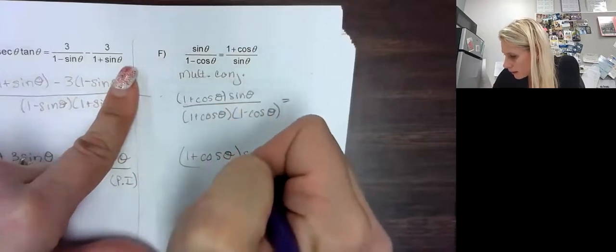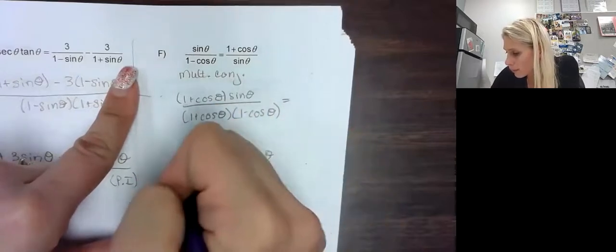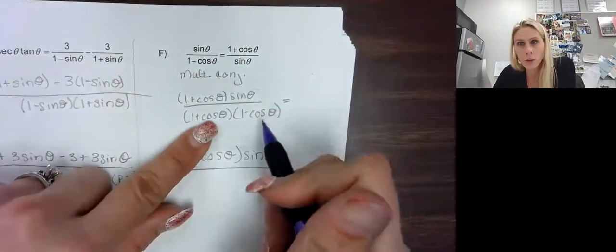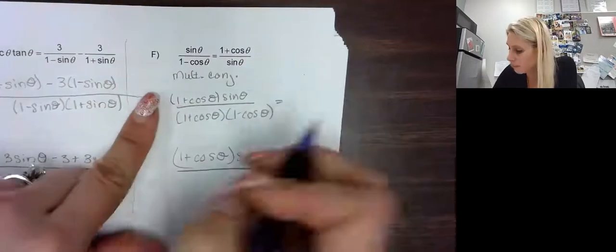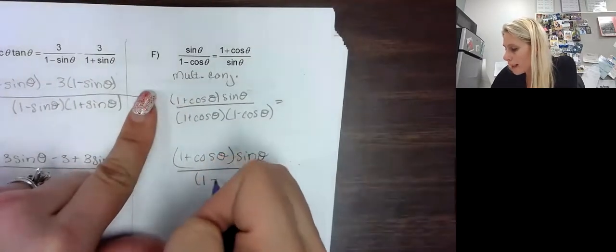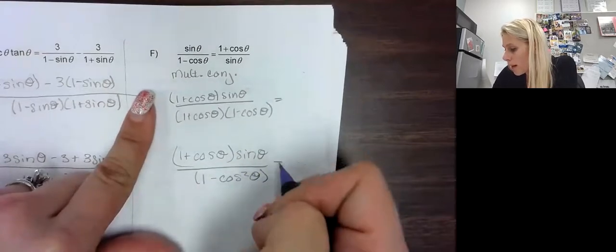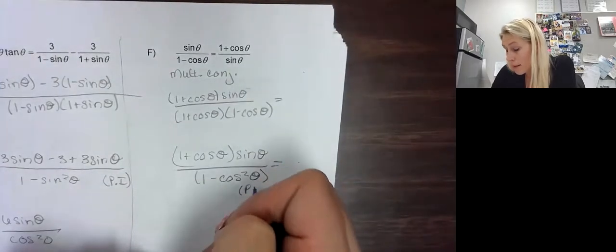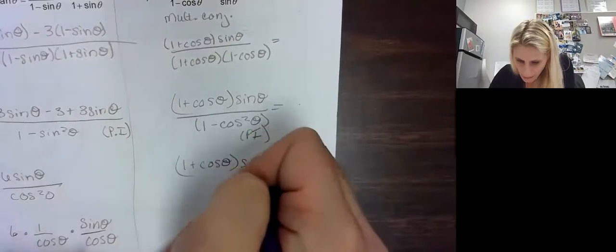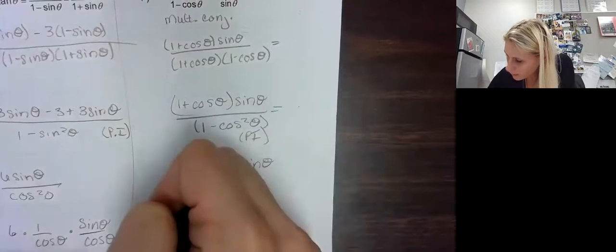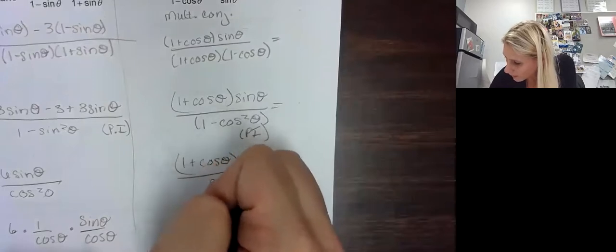times sine theta. On the bottom, though, I am going to multiply that out because this is, again, difference of two squares type of thing. So the conjugates give me, multiplied together, give me 1 minus cosine squared theta. Because 1 minus cosine squared theta, I think of the Pythagorean identity. So my next line would be 1 plus cosine theta times sine theta. Well, the Pythagorean identity there tells me that's sine squared theta.